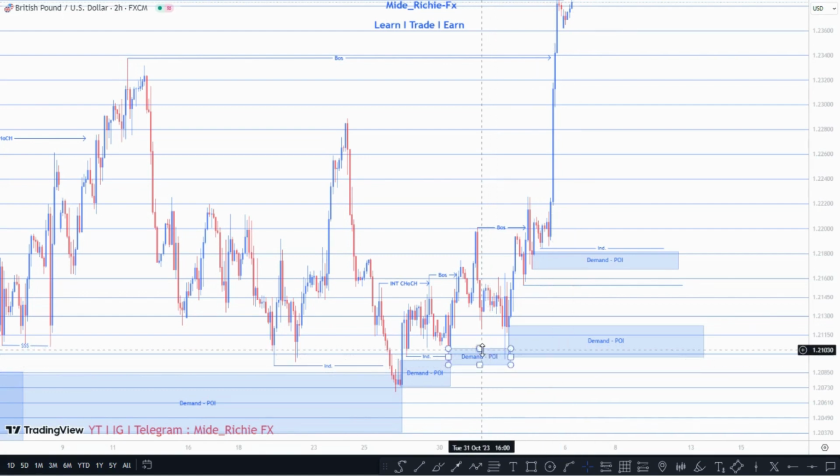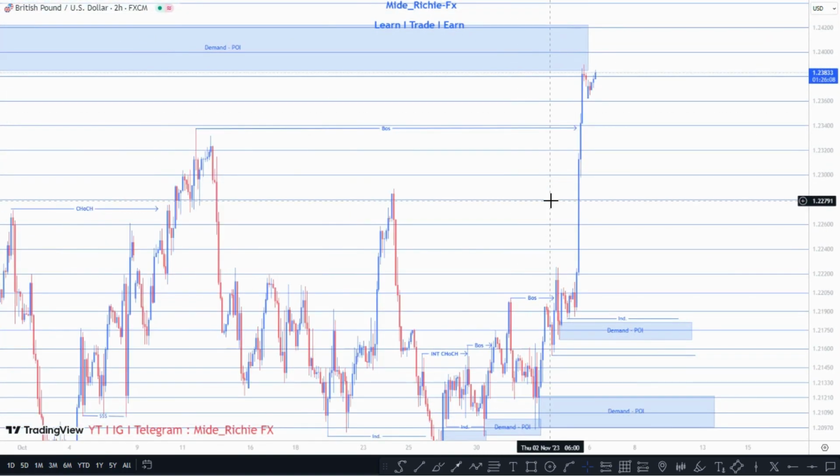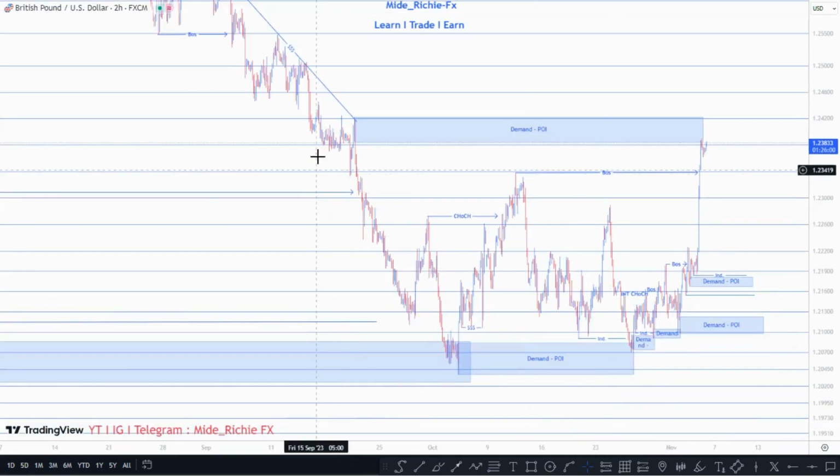I actually took this buy from here all the way up to this high right here last week. I think that was just a viral movement of GBPUSD last week and we caught it right from the neck. All right, so right here we have a very nice demand supply zone.